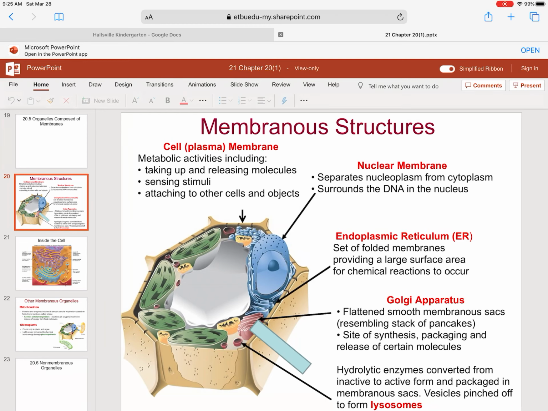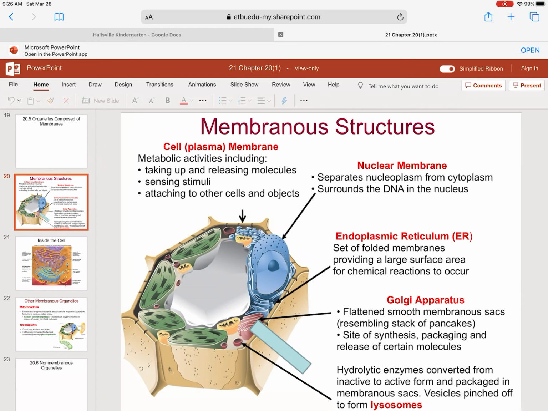Okay. So the cell plasma membrane is one to know. It's the outer rim of the cell, this orange, yellow, tan colored. What it's responsible for is metabolic activity, so taking up and releasing molecules through diffusion, transport, facilitated transport, osmosis, and phagocytosis. It's also the sensing stimuli, and it's also responsible for attaching other cells and objects.